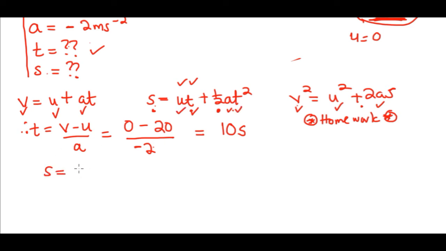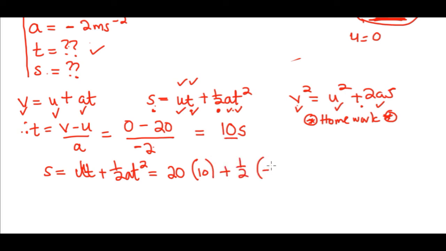S is going to be equal to UT. It's saying S is equal to UT plus half AT squared. So this is equal to, our U in meters per second is 20 multiplied by T that we have just calculated, which is 10 plus half. Our A is minus 2. That very important point. A is minus 2. It's not 2, it's minus 2 plus, I'll multiply by 10 squared. When you punch this in a calculator, you're going to see that the distance is 100 meters.